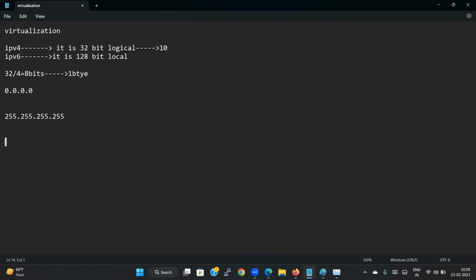When you go to the next topic, IP addresses are of two types. One is public IP and the other is private IP. Public IPs are the IP addresses utilized on the internet. The IP addresses utilized inside the organization are called private IPs. So local IPs are called private IPs, and global IPs are called public IPs.